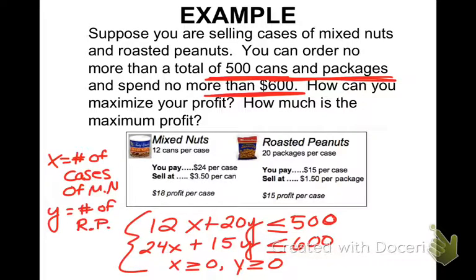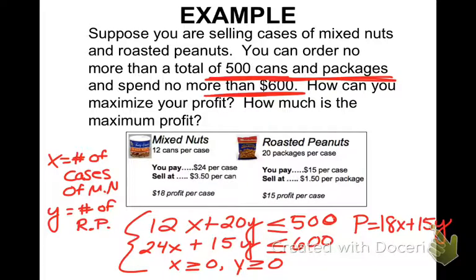So now we need our objective function. So P is going to be equal to how much profit do I get per case for mixed nuts, 18x, plus how much do I get profit per case, 15y. And the reason why I need that x and y to be per case, Devin, is because right here I want to know what my maximum profit is going to be. And my profit is telling me per case. That's why x and y need to be number of cases. Okay? Okay.